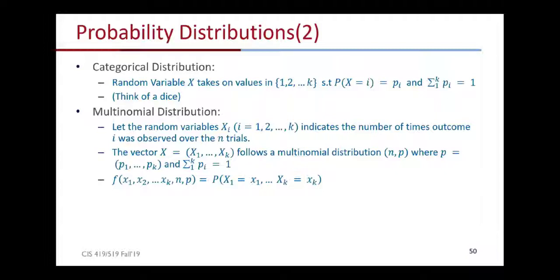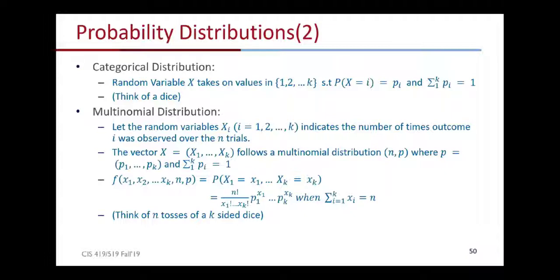And we know that the sum of the pi's is 1. So the probability of observing this is p1 to the x1 up to pk to the xk, with the coefficient, the permutation coefficient, n factorial divided by the product of xi factorials. And again, we know that the sum of the pi's is 1, and we know that the sum of xi's is n. Right? I tossed it 10 times, so I made 10 observations.